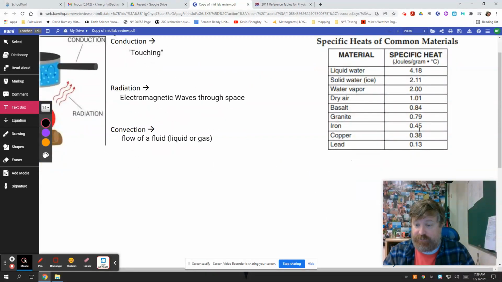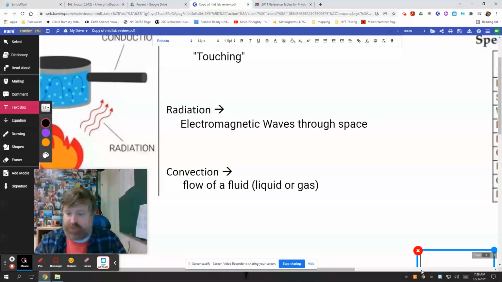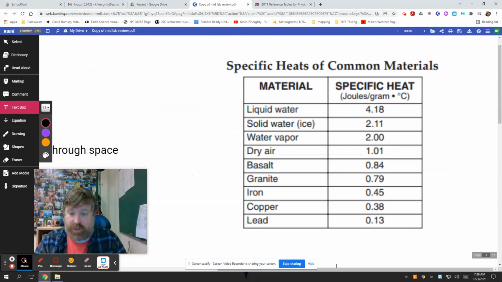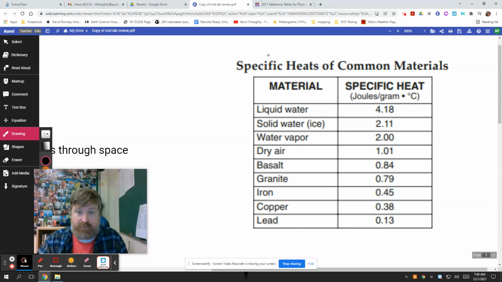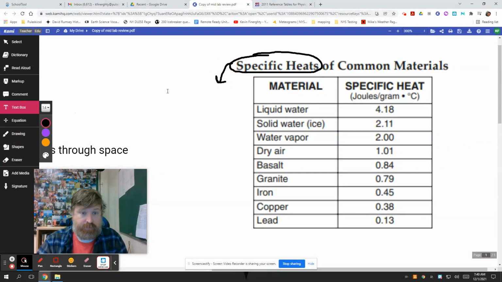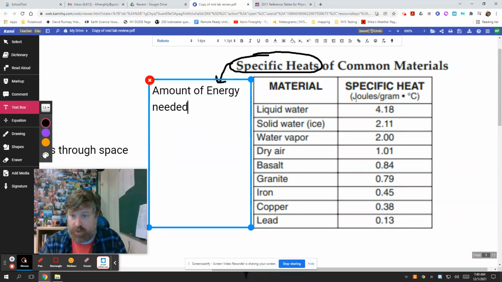Let's also jump over here to specific heat. This is where the sand versus water lab really has an important idea that's hiding in here. What is specific heat? This is a big idea. Specific heat is the amount of energy needed. So it's how much energy does it take? All right. Look at the label here. We can kind of define this with what this label is.